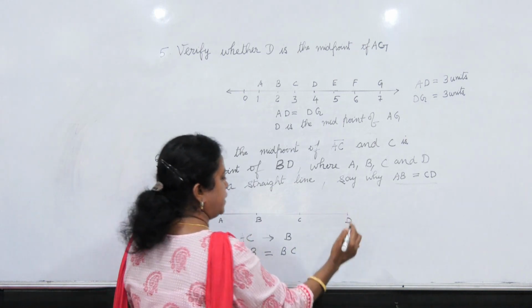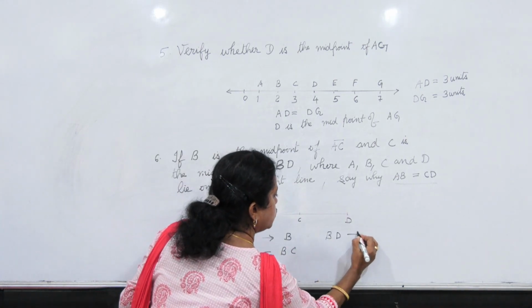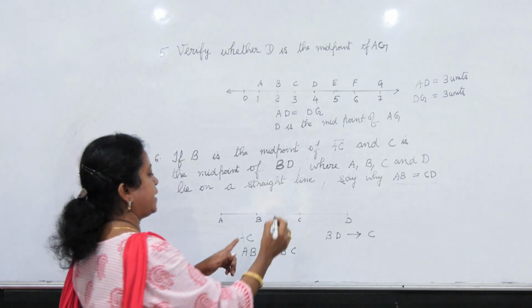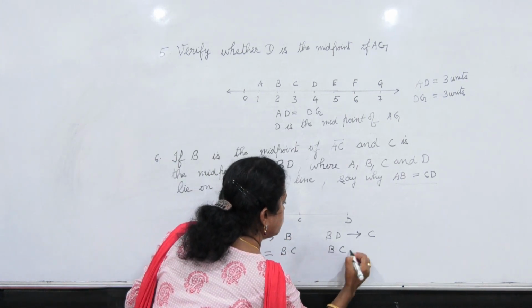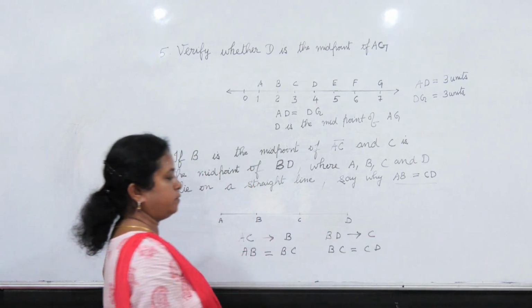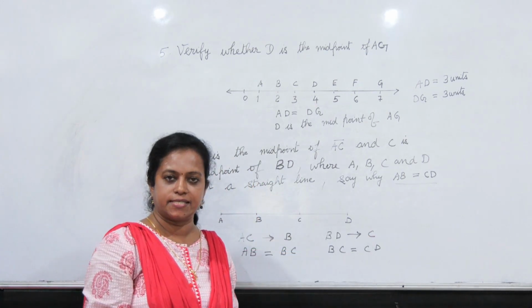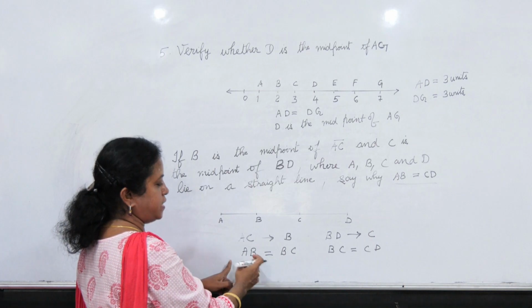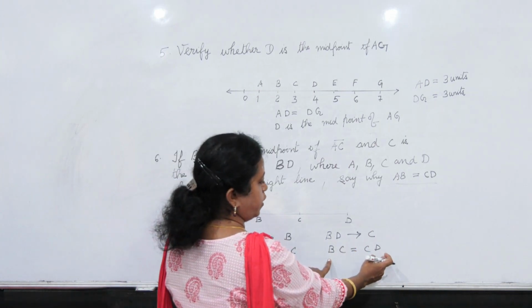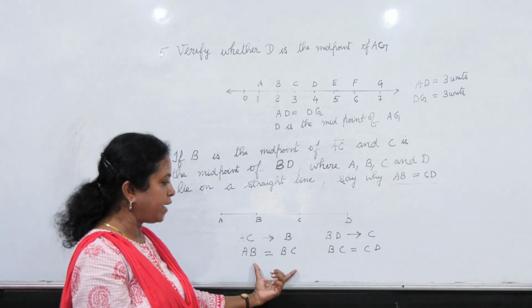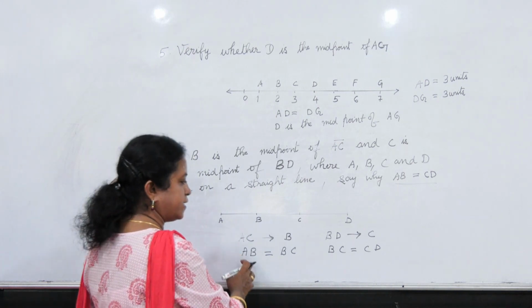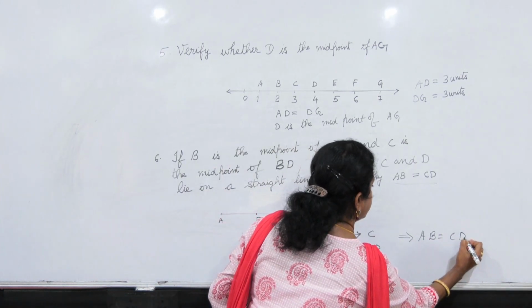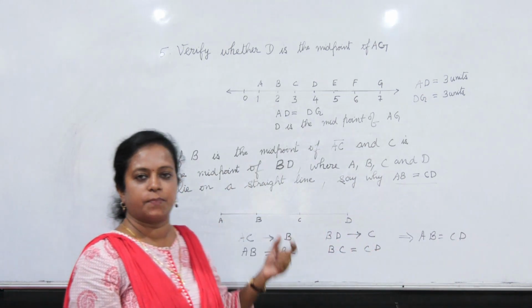Now in the next line segment BD, which is the midpoint? According to the question, it is C. The midpoint is C. That means here you will have BC which is equal to CD. BC will be equal to CD. Clear? Now you can see here two equations. If you compare these equations, you will see AB is equal to BC, and in the second equation BC is equal to CD. If you compare these equations, you will get the answer that is asked, that is AB is equal to CD. So question number 6 is based on midpoint.